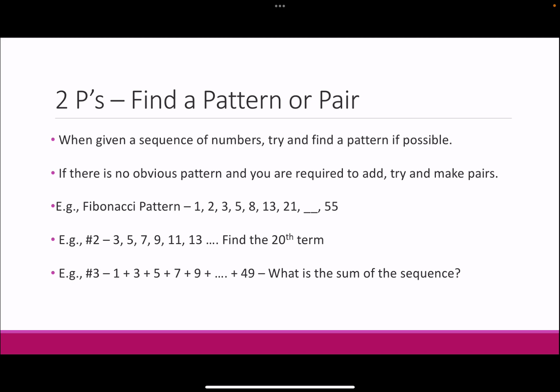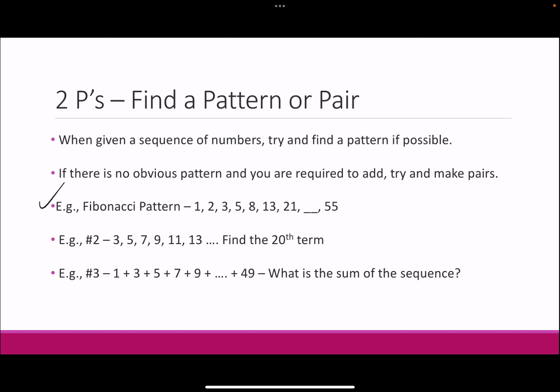So this week we will be getting into an overview before the solutions, and our overview today will be focusing on something called 2Ps, so finding a pattern or a pair. When we're given a sequence or a list of numbers, they usually have a pattern in them, or when we're asked to add them up and it's hard to make a pattern, usually we want to make them into pairs to save some time.